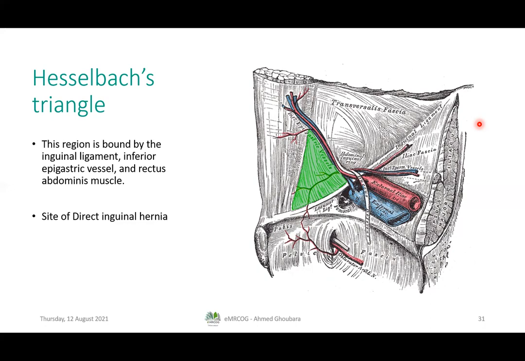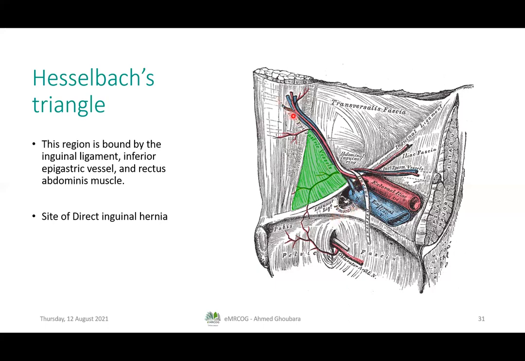So again, this is the anterior abdominal wall from inside. This is the rectus muscle. This is the inguinal ligament. And those are the vessels, the external iliac: the artery to the lateral and the vein to the medial. And this is the femoral canal, right here.